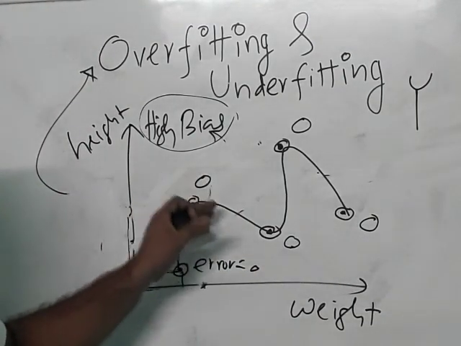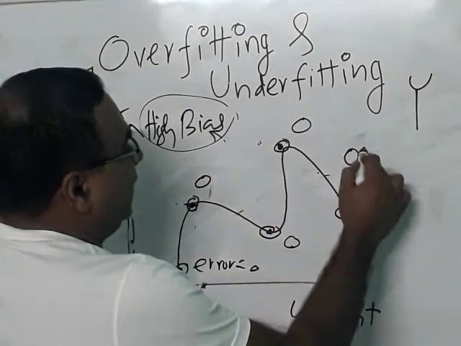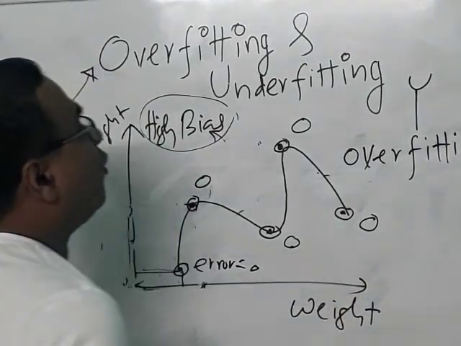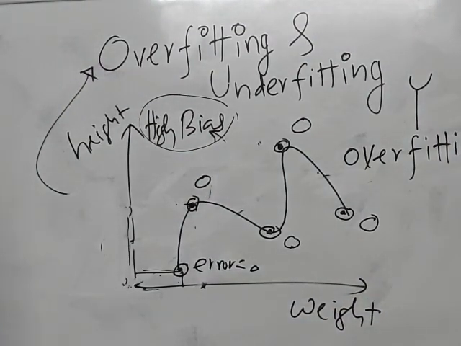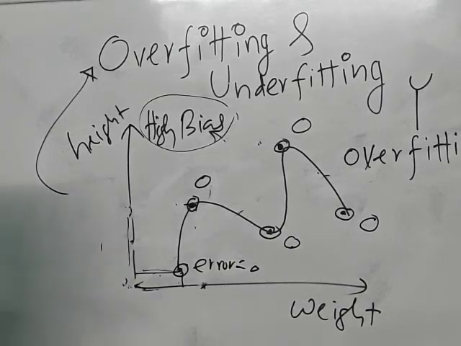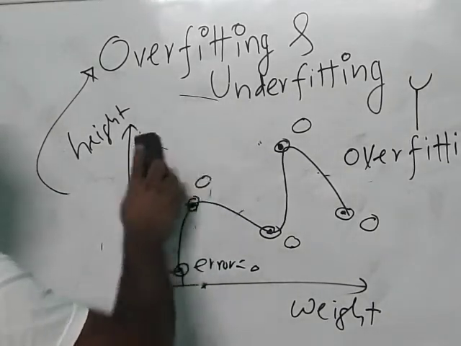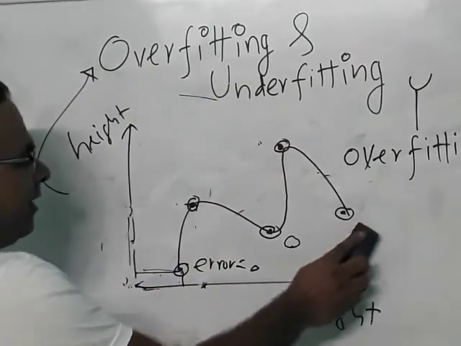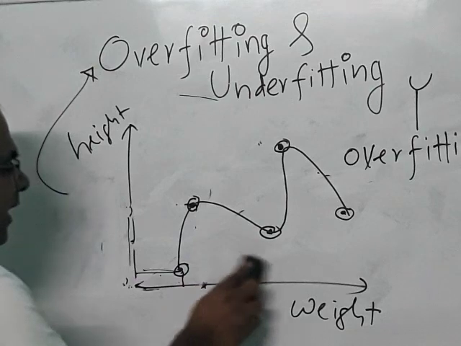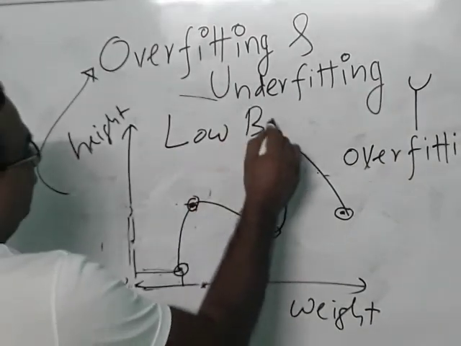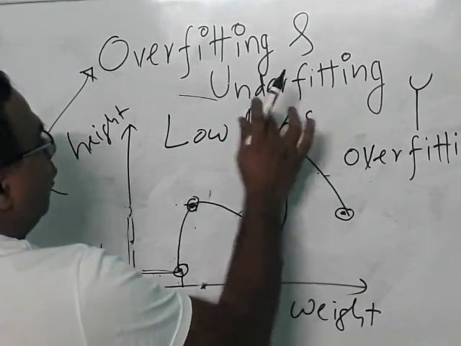Because of this, we call this model overfitting. You understood? So this graph is having a low bias, because the error is very low. So we can say that this polynomial curve is having a low bias.